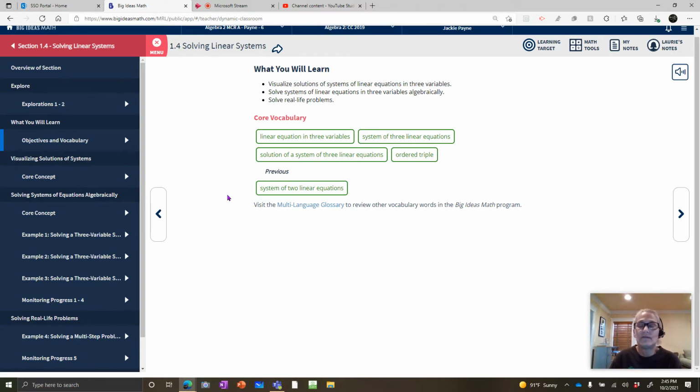So here's some of the vocabulary. We're going to try to first visualize those solutions because it's actually 3 planes coming together. We're also going to talk about algebraically how to solve it. And then there's one real life problem thrown in at the end. So we'll have linear equations with 3 variables, an x, a y, and a z. A system, remember, means more than one equation. The solution of a system is given in the form of an ordered triple, because if you have 3 planes, they will meet together in one point in space.